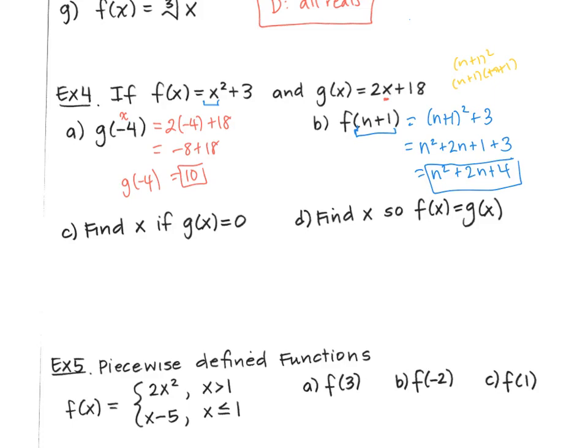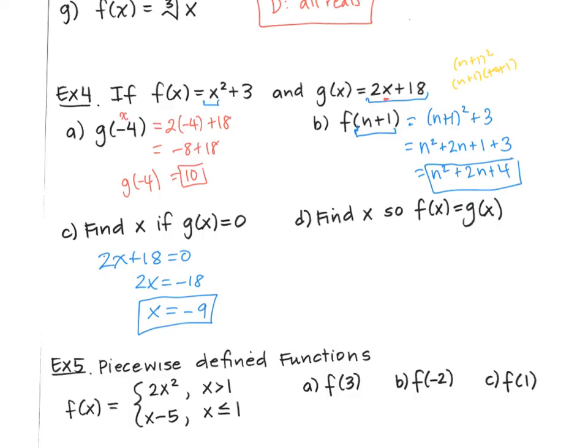For C, it says find x if g of x equals 0. So what is g of x? g of x is 2x plus 18. Let's set 2x plus 18 equal to 0, and they want me to find x. Let me minus the 18 over, divide by 2, x is -9. They wanted me to find x, I found x.